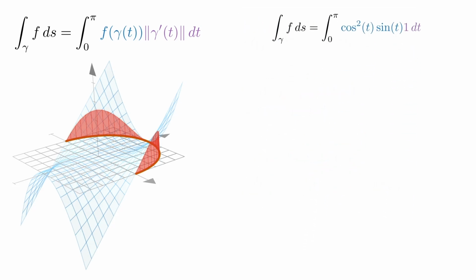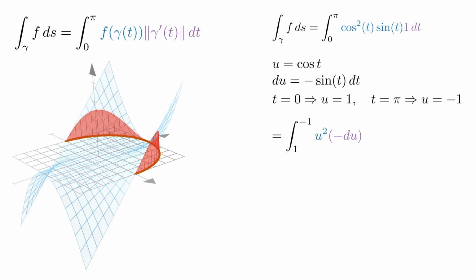Now we evaluate this ordinary one-variable integral. A good substitution is u equals cosine t, then du equals minus sine t dt. We also change the limits. When t equals 0, u equals 1. When t equals pi, u equals minus 1. So the integral becomes the integral from 1 to minus 1 of u squared times minus du. That is the same as the integral from minus 1 to 1 of u squared du.